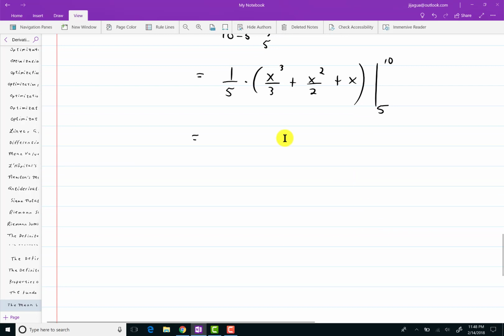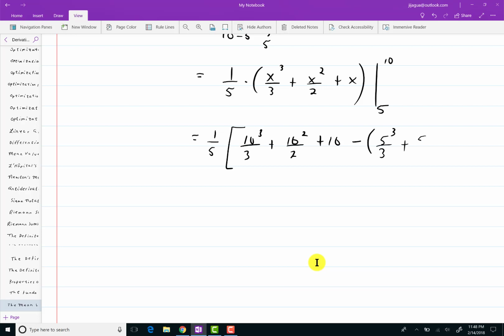Once again, I'll just have the 1/5 out front. And I think I'll use brackets this time because there's a lot of stuff going on here. Let's go ahead and throw the 10s in here. I'll have 10 cubed over 3 plus 10 squared over 2 plus 10, minus 5 cubed over 3 plus 5 squared over 2 plus 5.